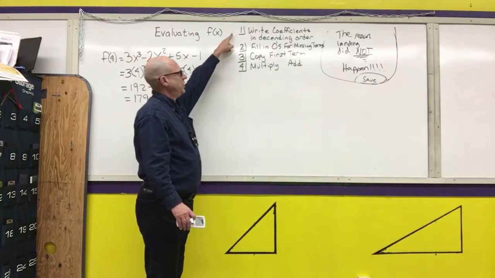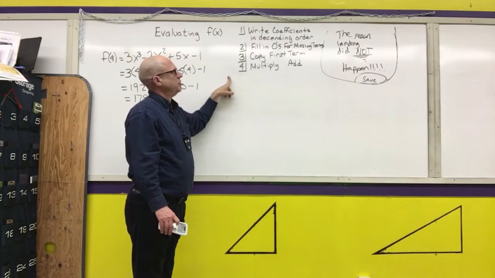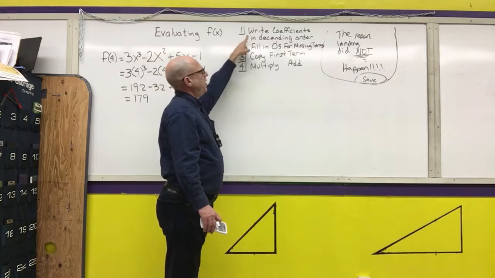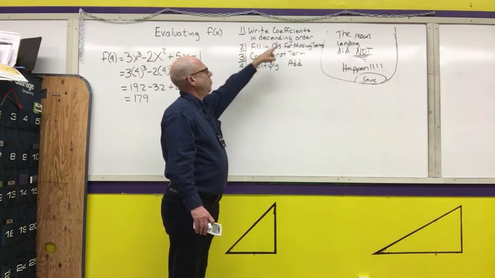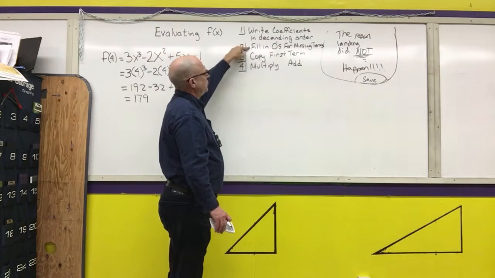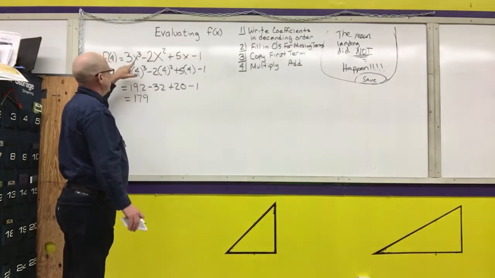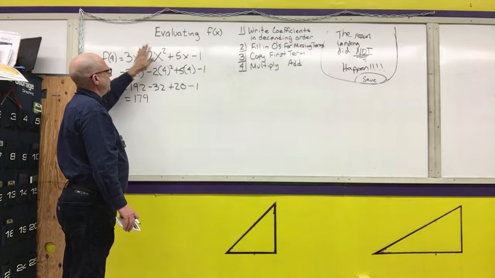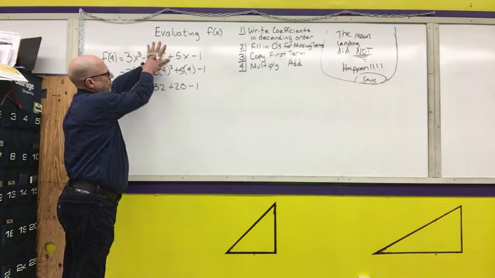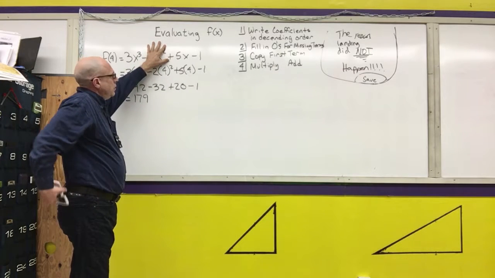And we have 4 steps that we do to do synthetic substitution. The first step is we write our coefficients in descending order. And step 2 kind of goes with it. It says fill in zeros for missing terms. So what I mean for missing terms, if it starts out like x cubed, if this x squared wasn't here, I would put a 0 in for x squared.